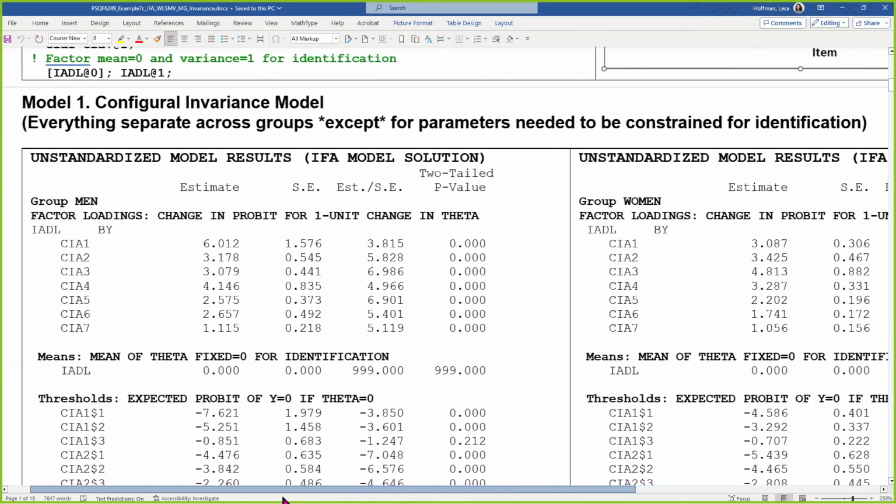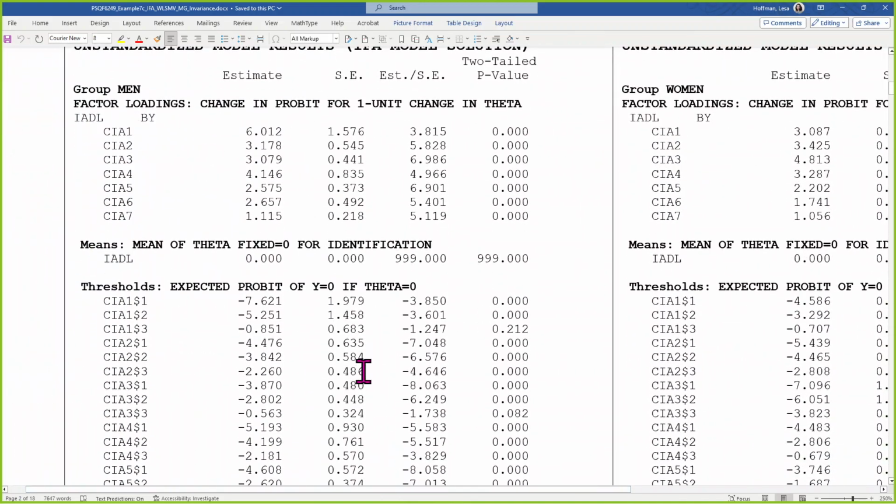So here's the solution. Note that I do not have the IRT parameters in here at all. I'm just working with thresholds and loadings. Do you remember what factor loadings mean in this context? It's the change in the expected probit of the higher category for every additional unit of theta. So item 1 in the men has a very strong loading, whereas that same item in the women has a loading about half the size, a change of probit of 3 instead of 6.